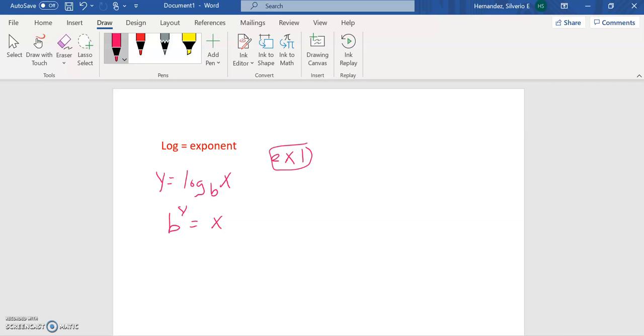Example number one here, I'm looking for the value of y when I have a log of base 10 and x is 100. So what would the value of y be? Well, again, I'm going to take that base of 10 to the y power, and it has to equal 100. So that means that y is going to have to equal 2. So 10 to the second power is going to be 100.